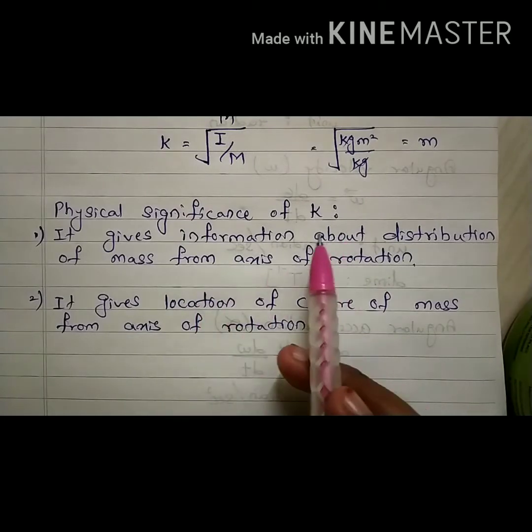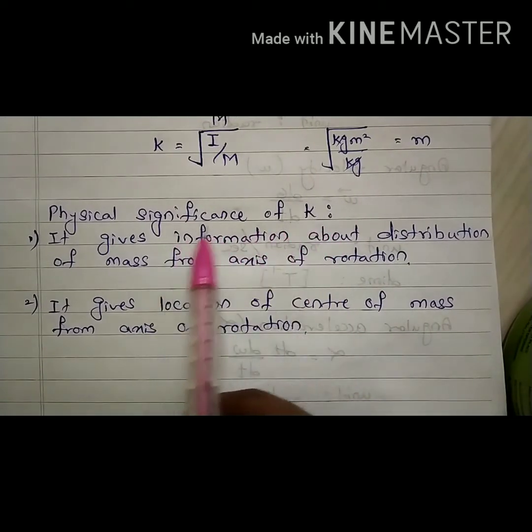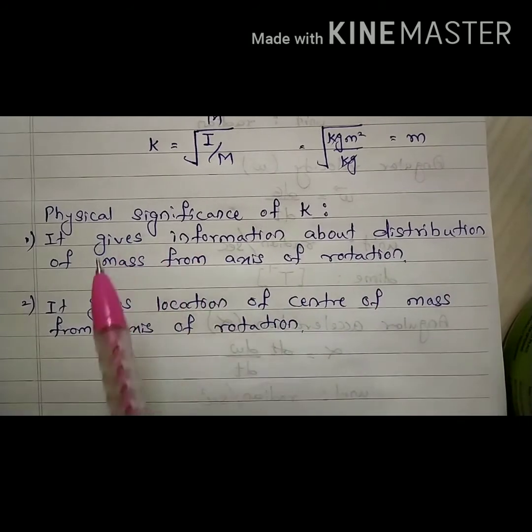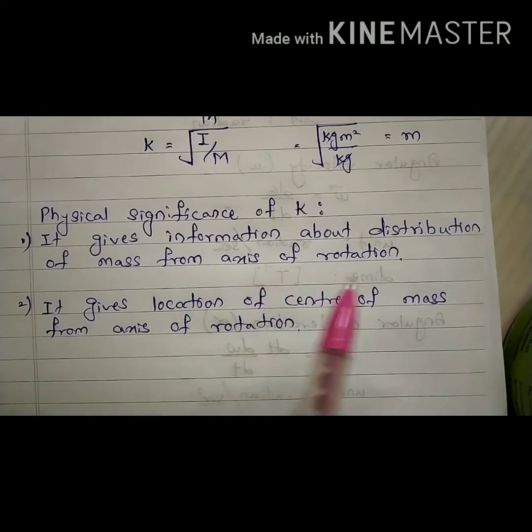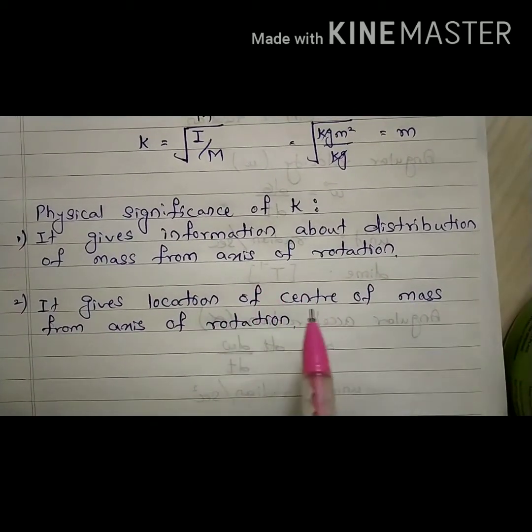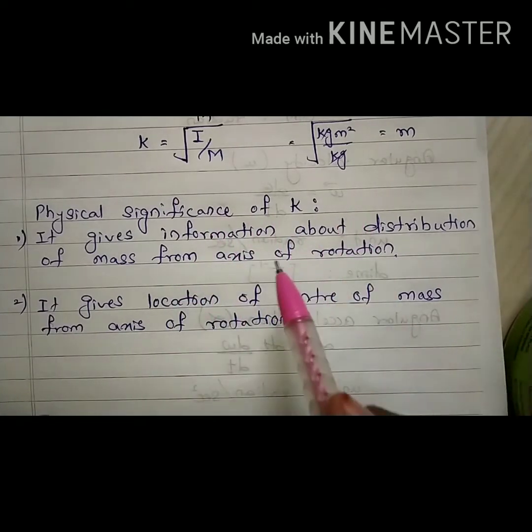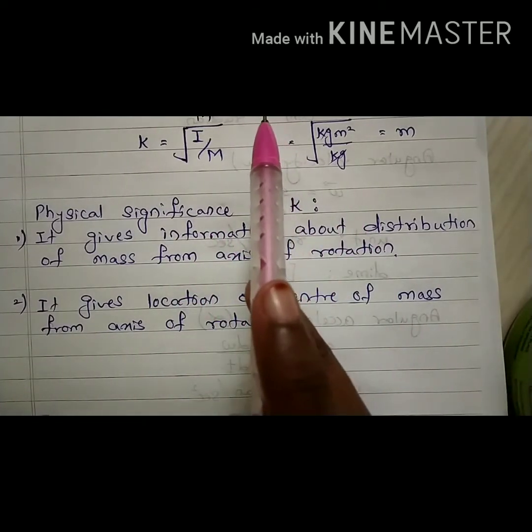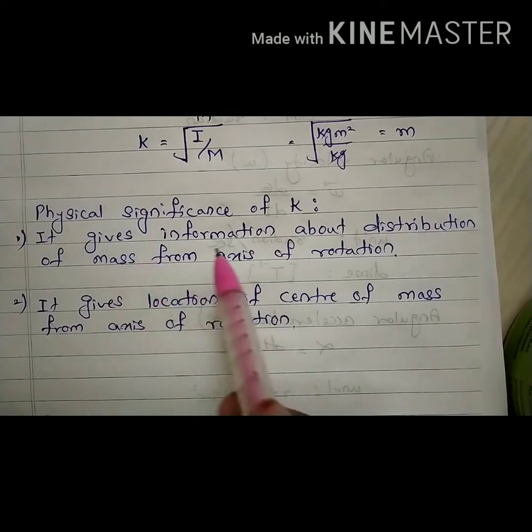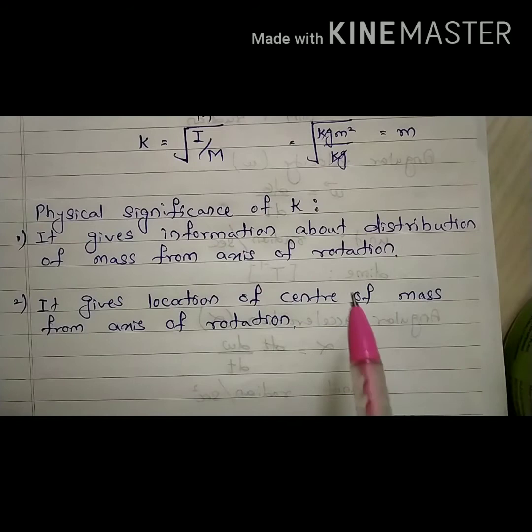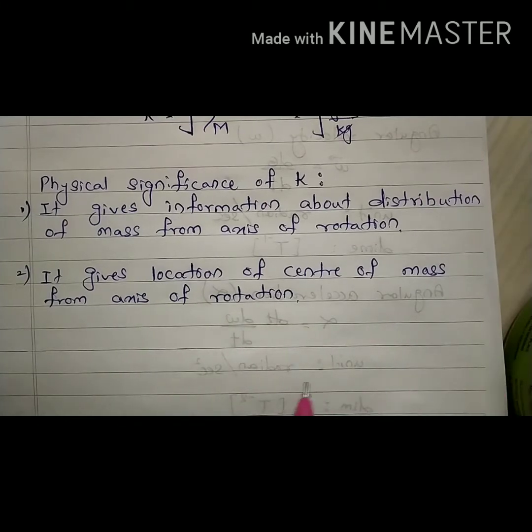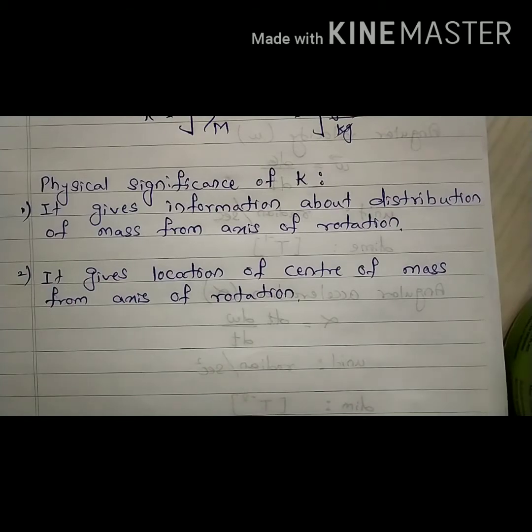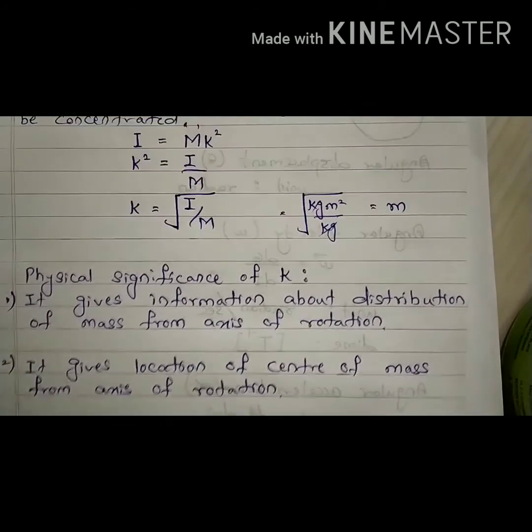Now, physical significance of radius of gyration. What is the physical significance of radius of gyration? Radius of gyration gives information about distribution of mass from the axis of rotation. If we consider a rigid body and pass an axis through that body, it will give the information about the distribution of masses from that axis of rotation. Secondly, it gives the location of center of mass from the axis of rotation. So all this information we can get from radius of gyration.